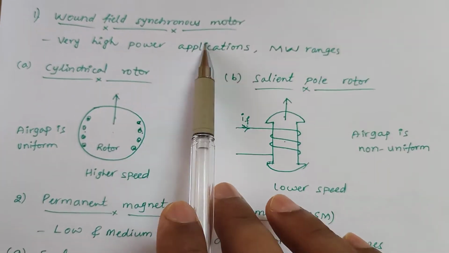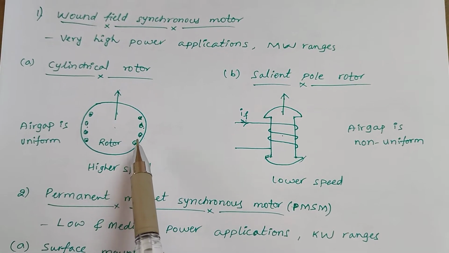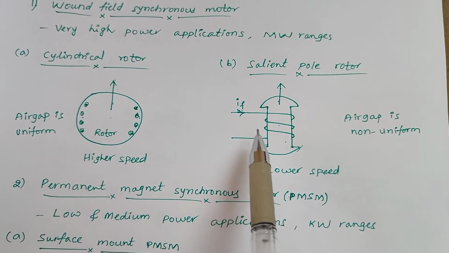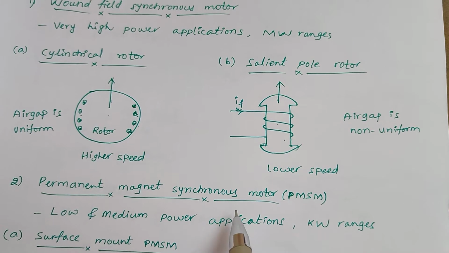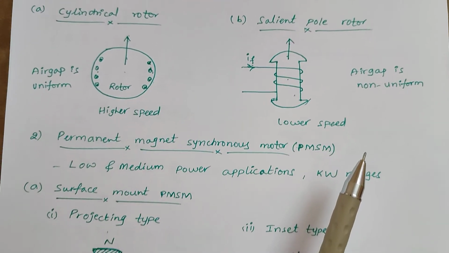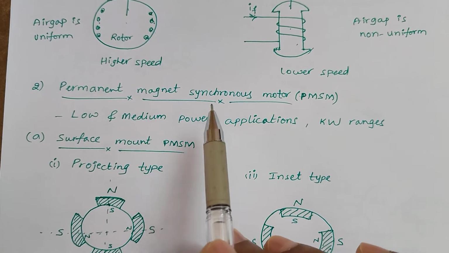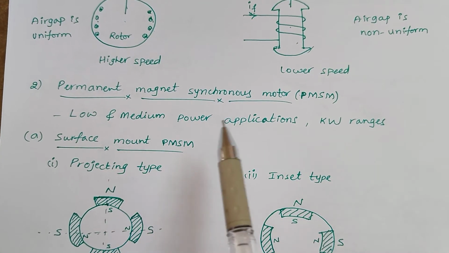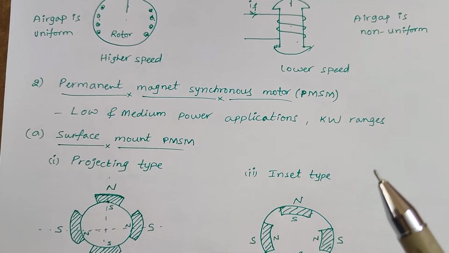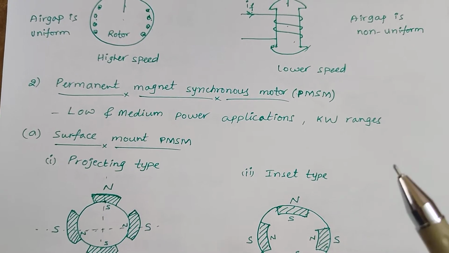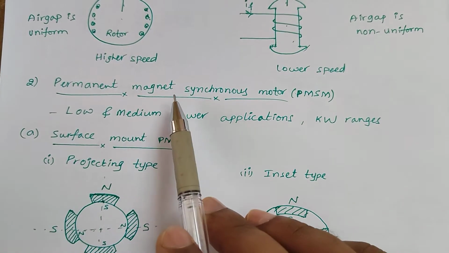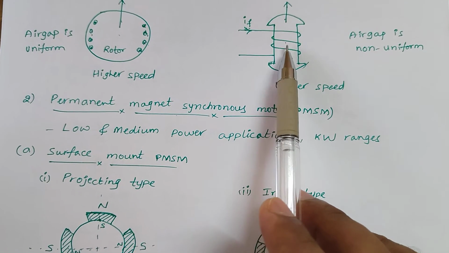In the wound field synchronous motor, the field is produced by the current flowing through the windings. If we replace that field with permanent magnets, then that becomes the permanent magnet synchronous motor. These permanent magnet synchronous motors are used in low and medium power applications because if you go for higher power applications, the size of the motor will increase because of the magnet size. We need to increase the magnet size, whereas permanent magnets need to be replaced with windings, right?